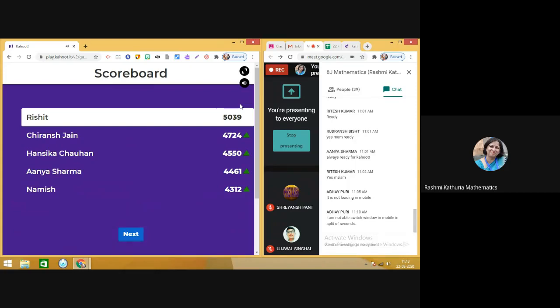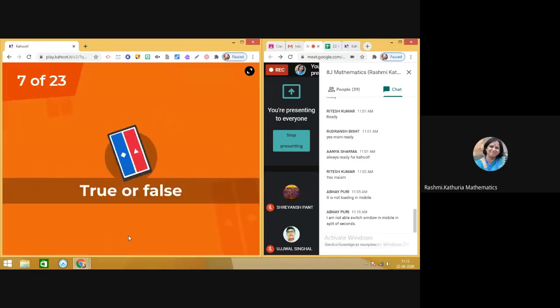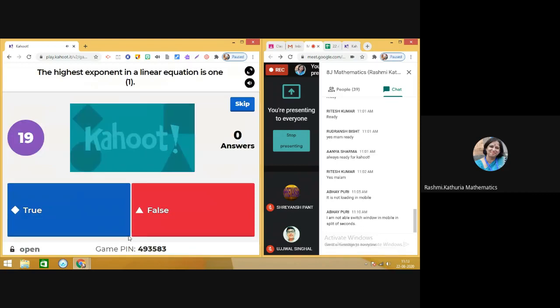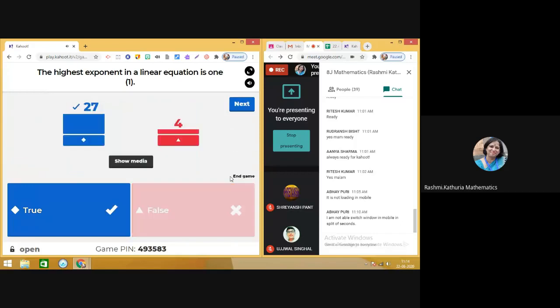Rishit, Chiran, Shansika, Anya, and Namesh, well done. Moving on to the next question. Take a deep breath and then see this question. It's a true false question, very simple. Highest exponent in a linear equation is 1. So you have to say true or false.